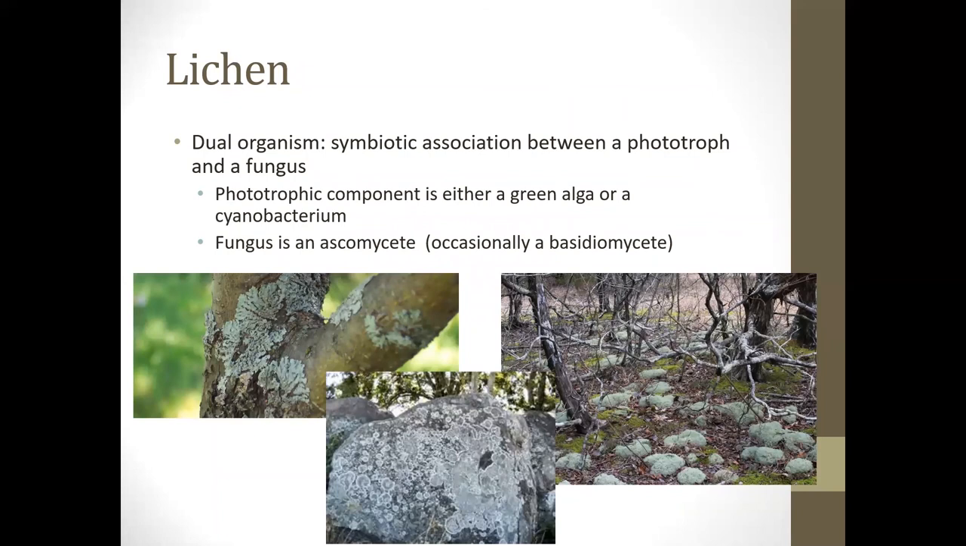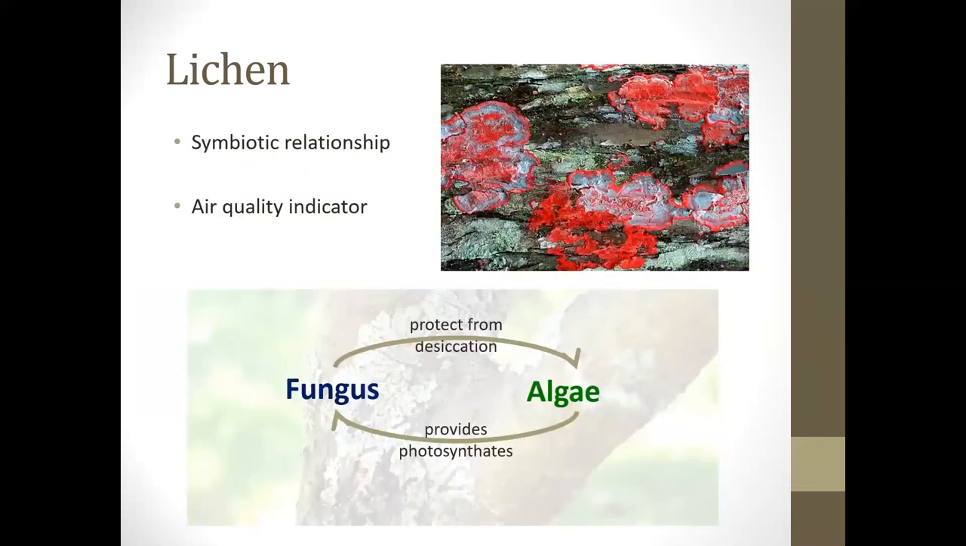Now, lichen are fungi that grow on tree barks and rocks, and they have a symbiotic relationship with algae, specifically cyanobacteria. Now, most lichen will fall under the phylum Ascomycota, but there are certain lichen that fall under Basidiomycota as well. So let's talk a little bit about this relationship that they have.